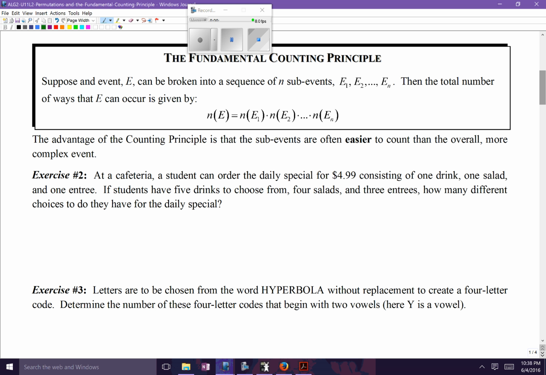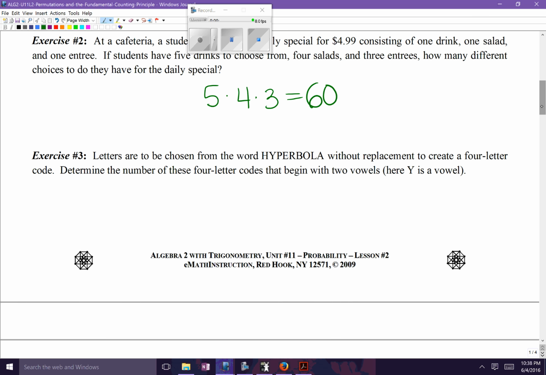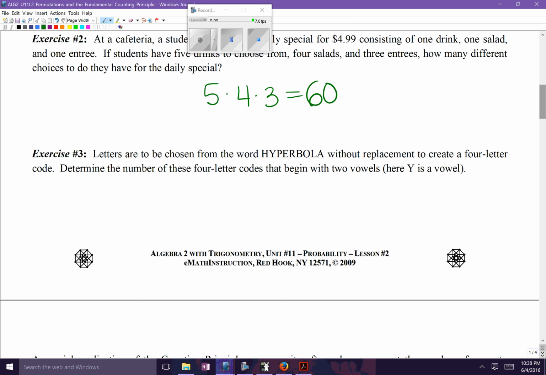So the fundamental counting principle says that you take all the choices and then you multiply them. There were 5 choices for drinks, 4 choices for salads, and 3 choices for entrees. So if I multiply 5 times 4 times 3, I get a value of 60. So there are 60 choices for the daily special of lunch.